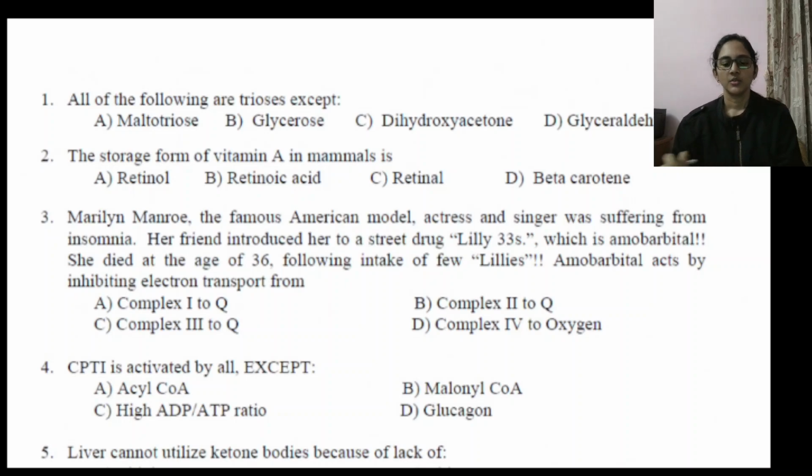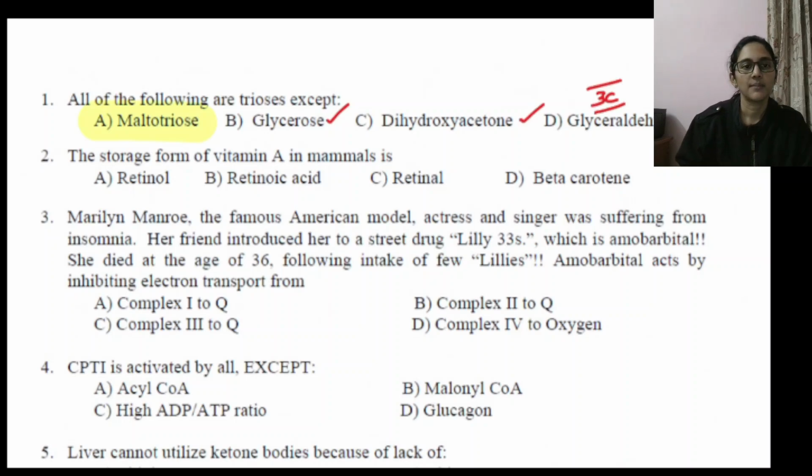Okay, right. All of the following are trioses except. Just keep giving me answers. The first answer is maltotriose. Why is it maltotriose? Glycerose, dihydroxyacetone, glyceraldehyde, all are 3 carbon compounds. But maltotriose is 3 maltose together, so it is not a triose. Okay, so that's the answer here.